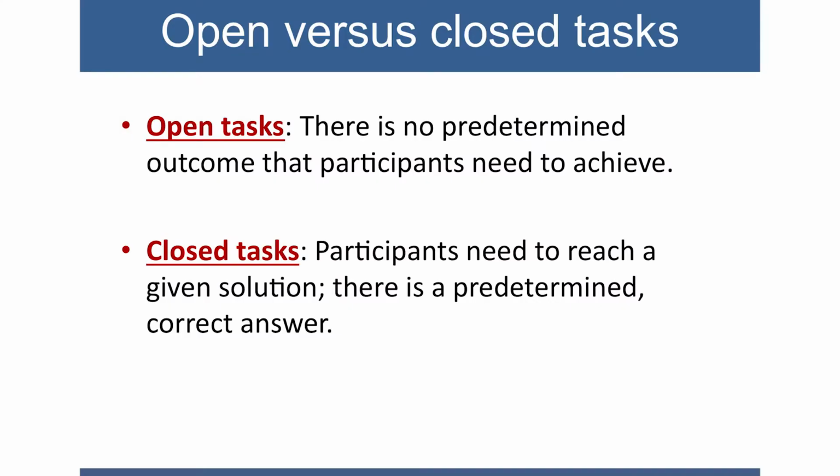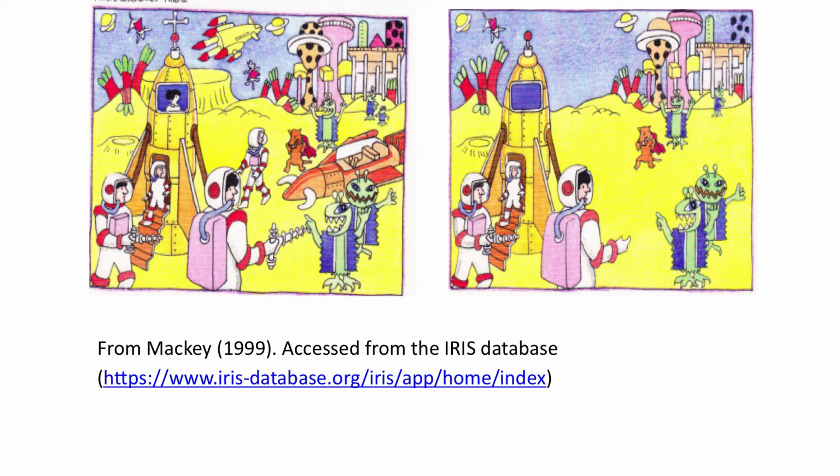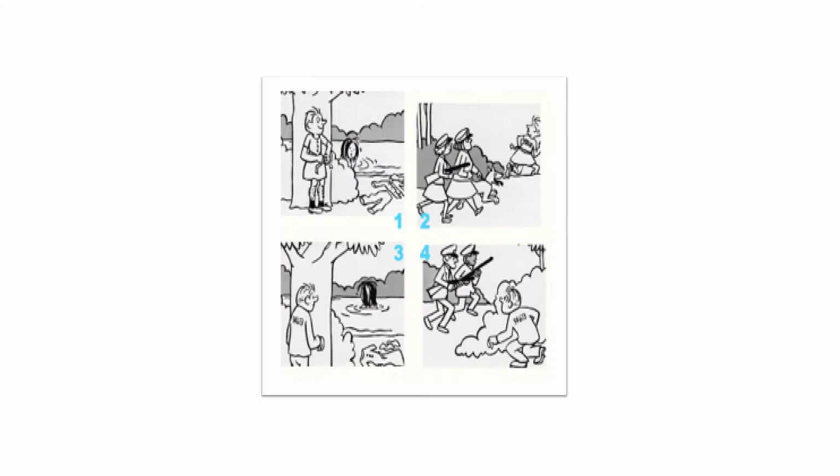A third distinction concerns whether tasks are open or closed. In open tasks, there is no predetermined outcome that participants need to achieve. In closed tasks, on the other hand, participants need to reach a given solution. There is a predetermined, correct answer. The spot the difference task is a closed task because there is a given set of differences that participants need to identify. A story sequencing task, in which participants need to put events in the correct order, also constitutes a closed task if there is only one logical solution.